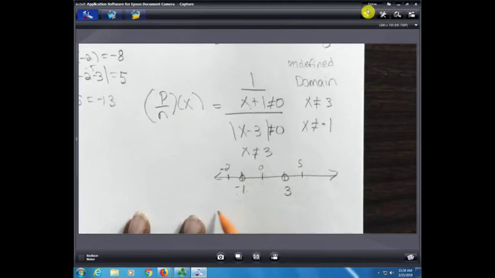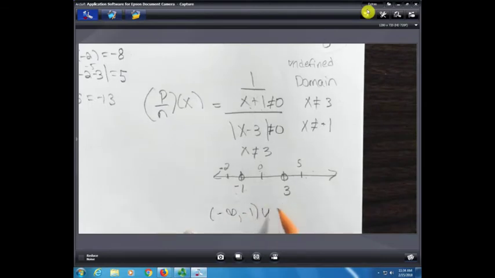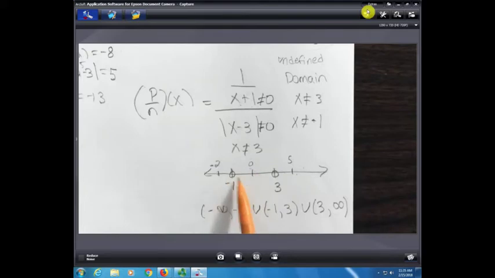So that means for my domain, I can have numbers smaller than negative 1, but my negative 1 needs a parentheses. Or I can have numbers in between negative 1 and 3, both of them with parentheses. Or I can have numbers greater than 3. So I actually need all 3 of these intervals here. Because again, the only thing that's being excluded is this negative 1 and the 3.